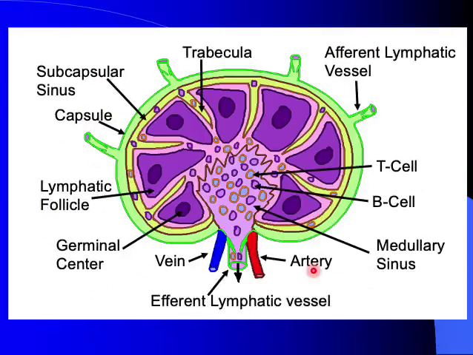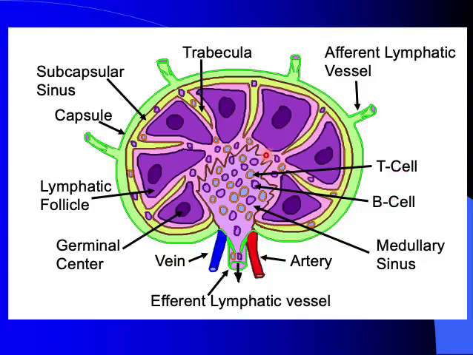Before we go into this topic, let us review the structure of a lymph node briefly. As you all know, lymph nodes are distributed all over the body as part of the lymphatic system. The lymph node has a capsule right here. Through the capsule enter afferent lymphatic vessels carrying lymphatic fluid. The lymphatic fluid contains T and B cells.